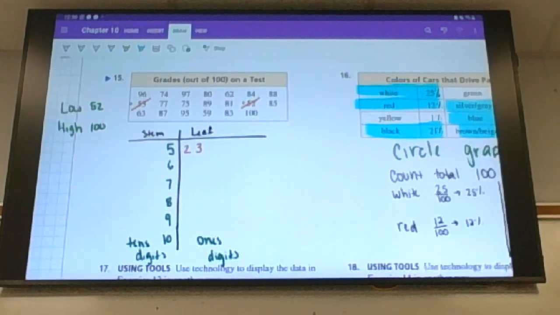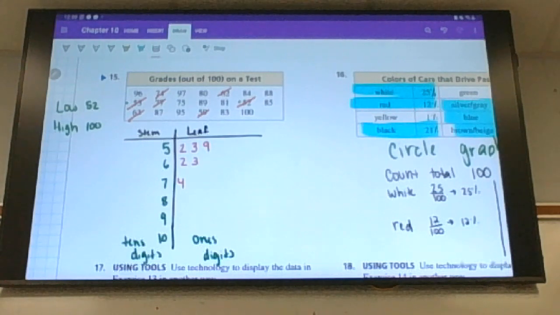And then I go to the 60s. I see a 60. Oh, good. And here's a 59, so then I'll write a 9 next to it. 62. 63. 74. 77. Oh, I missed 75. 80. 81. 83. 84. 87.